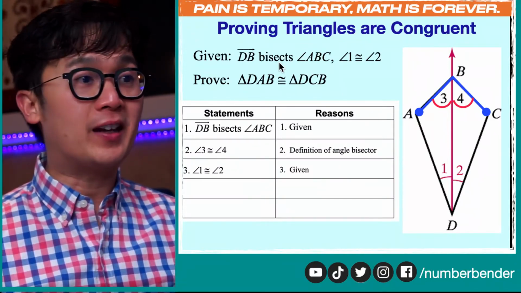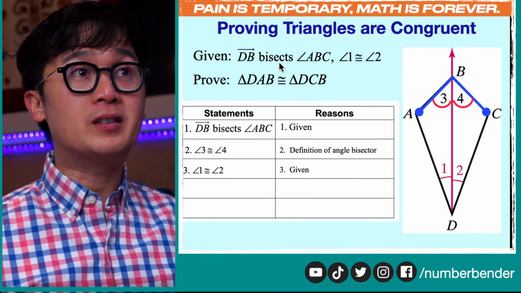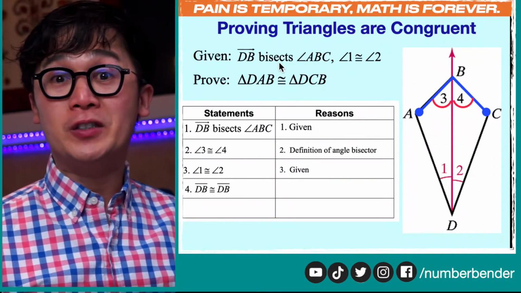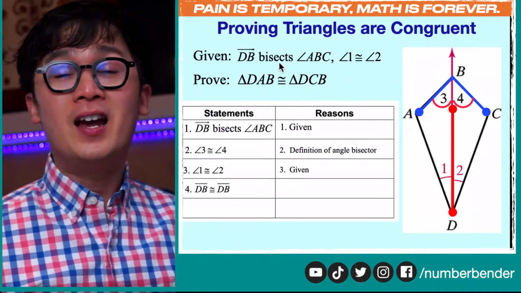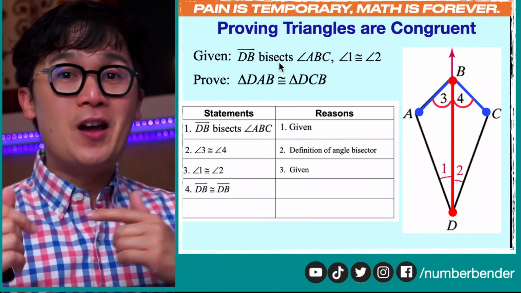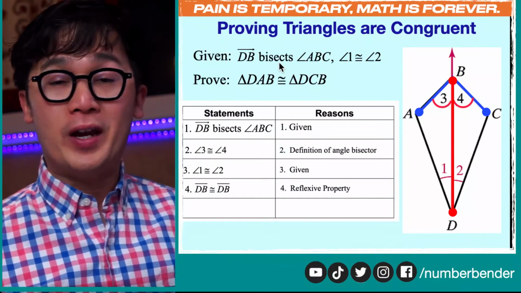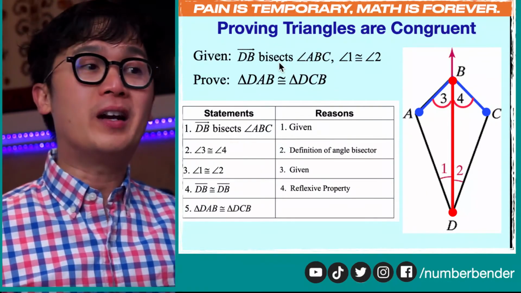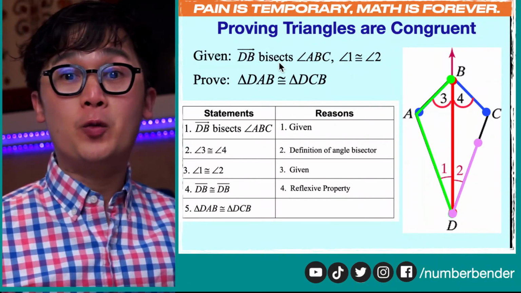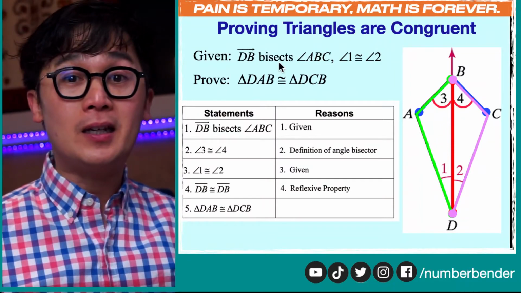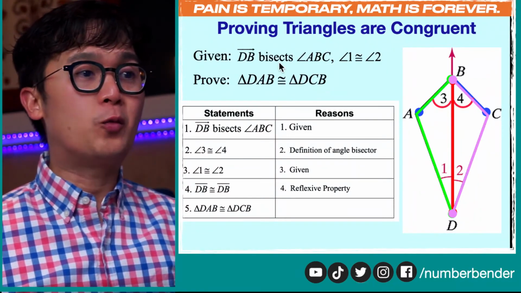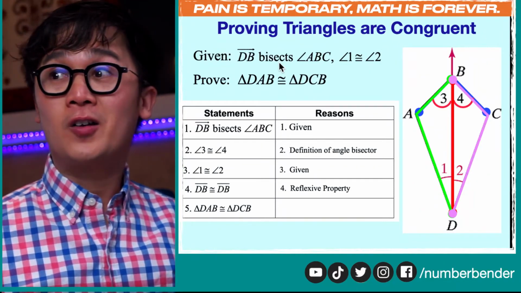So we know that angle 1 and 2 are congruent because it is given. And we also know that DB is congruent to DB, and we need to establish that so that if we are going to separate the two triangles, we know that they are congruent. And by doing so, we are able to establish that triangle DAB is congruent to triangle DCB using this postulate. So now we know that they are congruent.